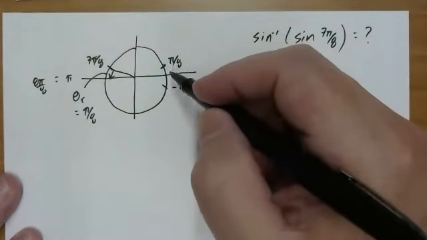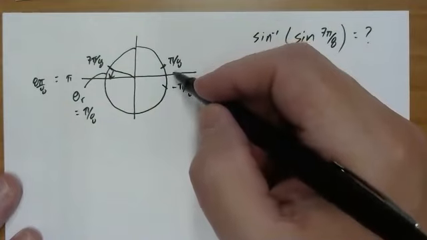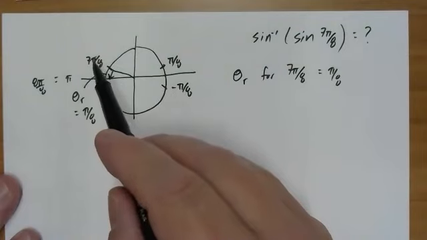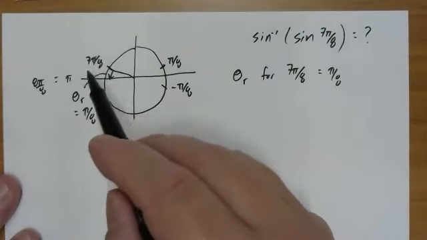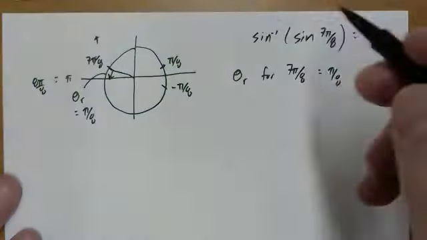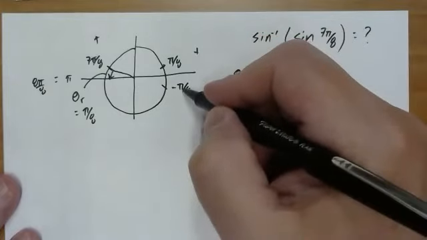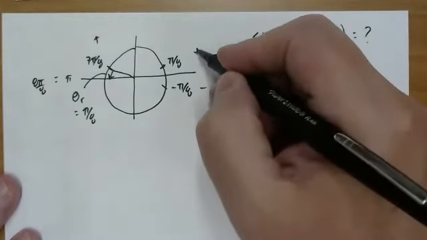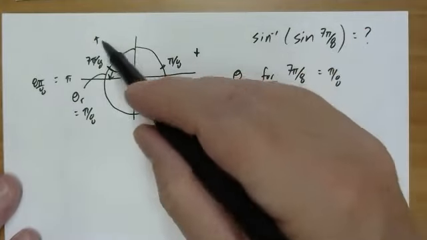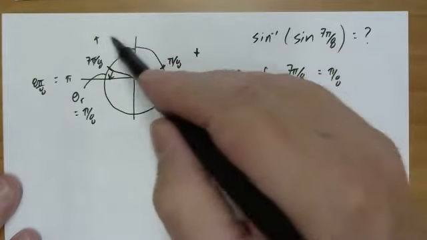Which one of these should I use? Well, I want to use the one that ends up having the same positive or negative sign. Now, since I'm doing inverse sine here, I know the sine of 7 pi over 8 is a positive number. I know the sine of pi over 8 is positive, the sine of negative pi over 8 is negative. Since I have to choose one of these reference angles, I'm going to choose the one where the plus and minus stays the same.